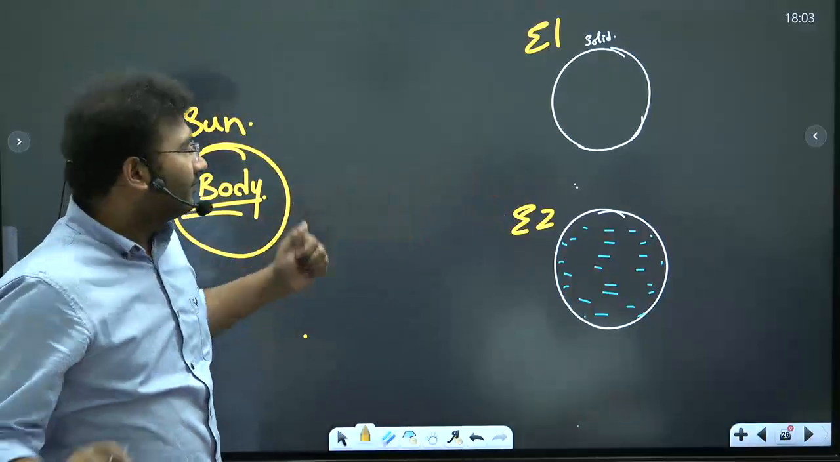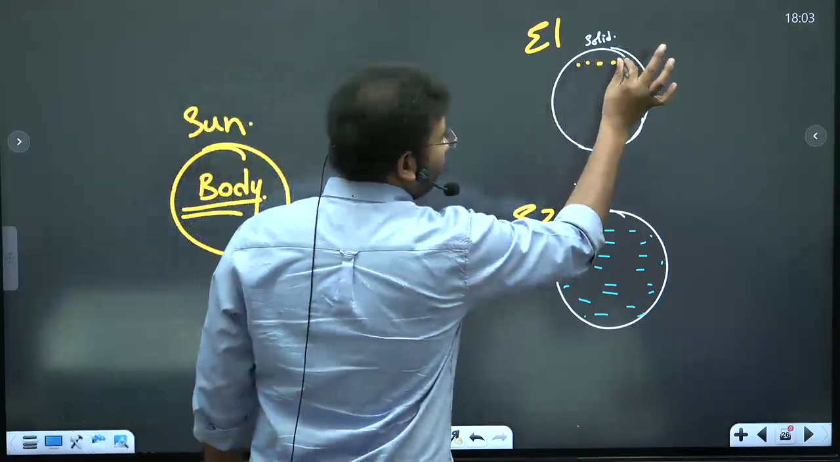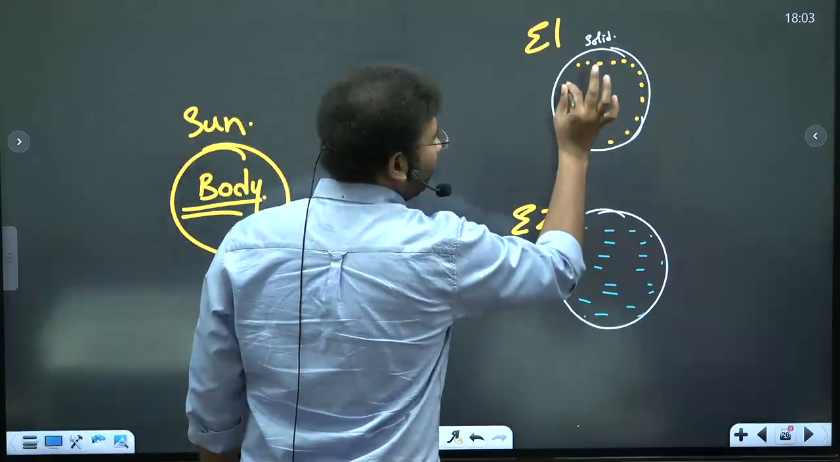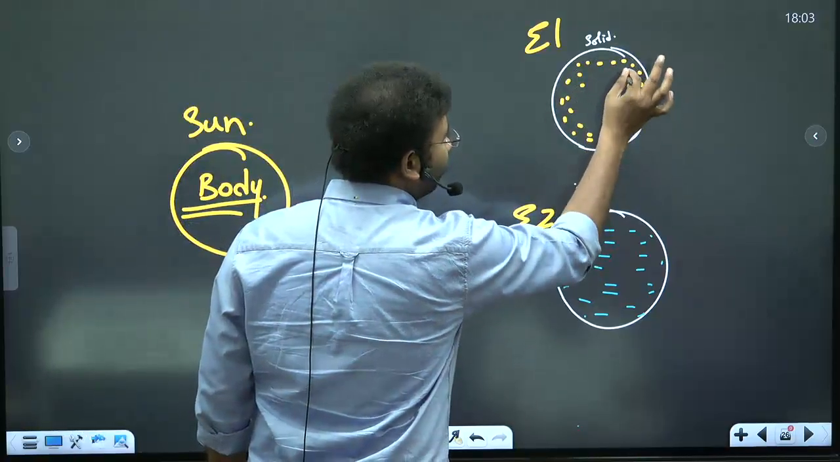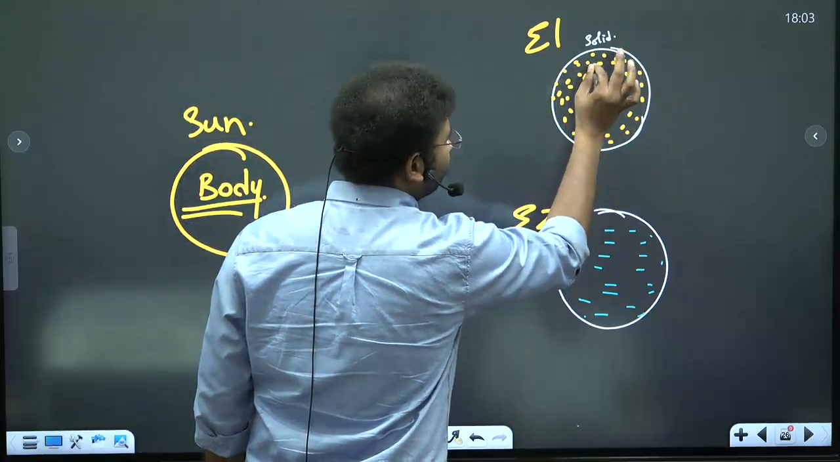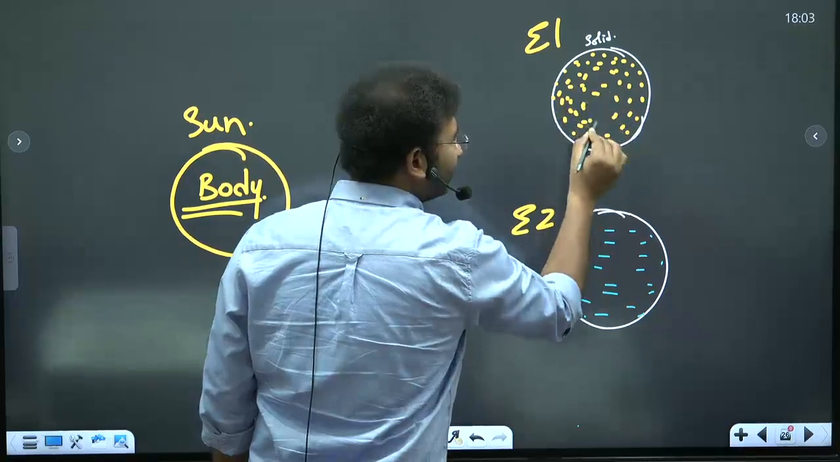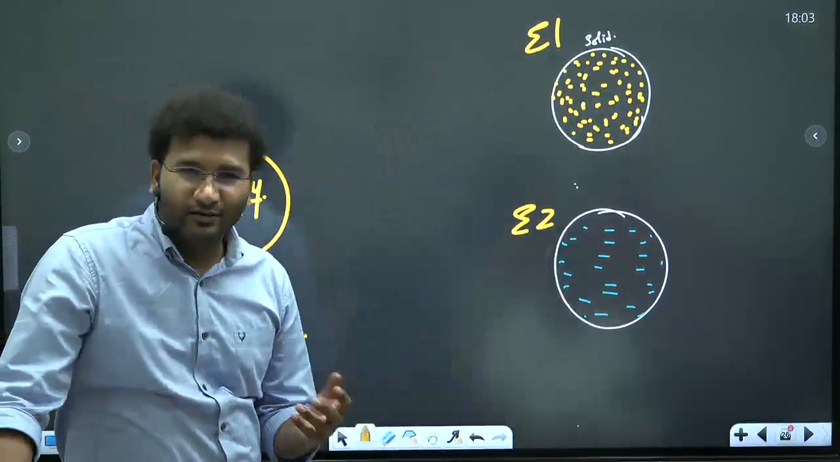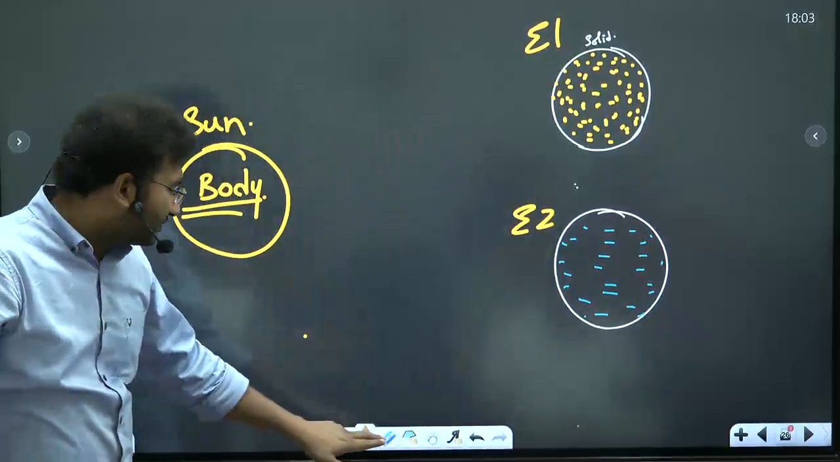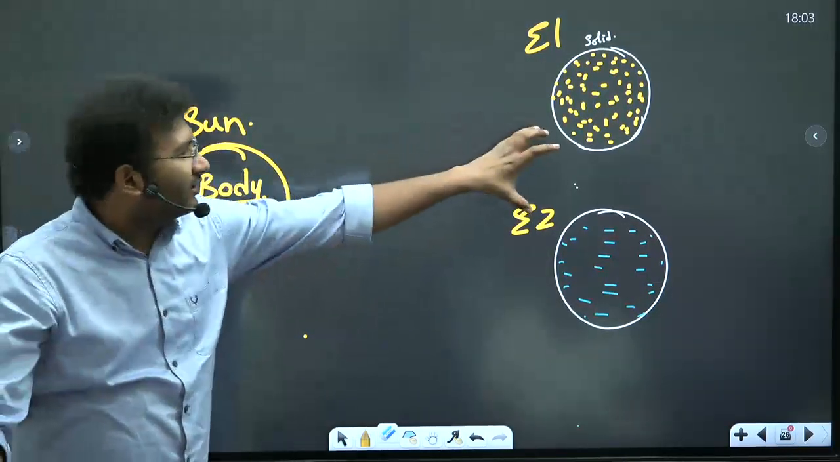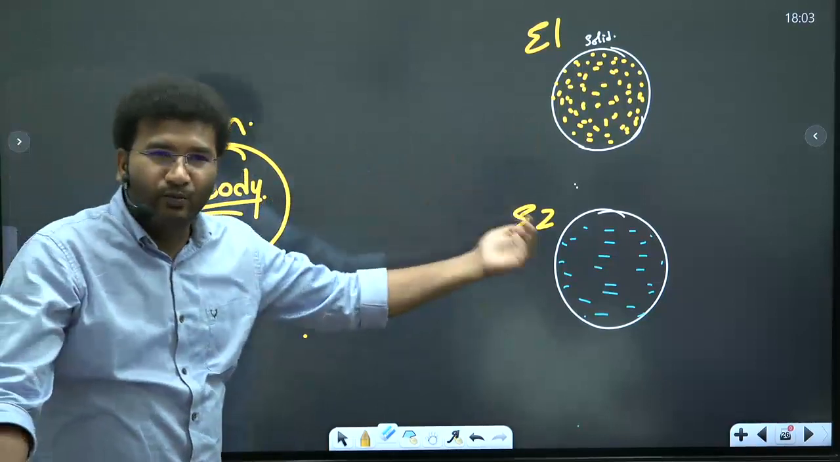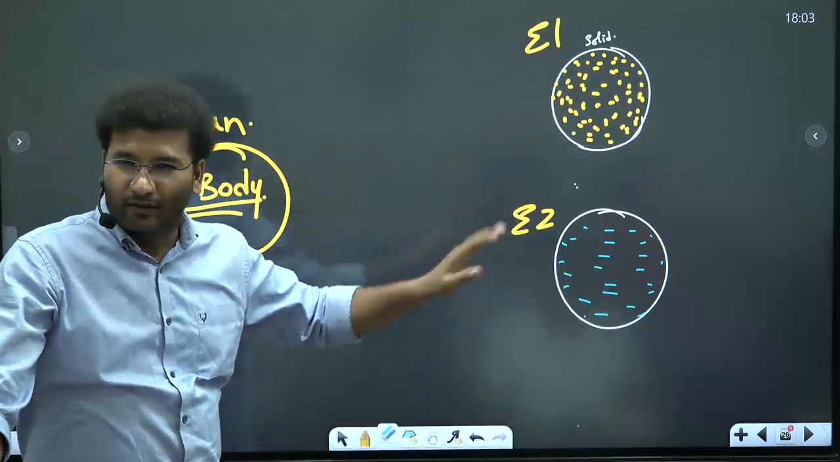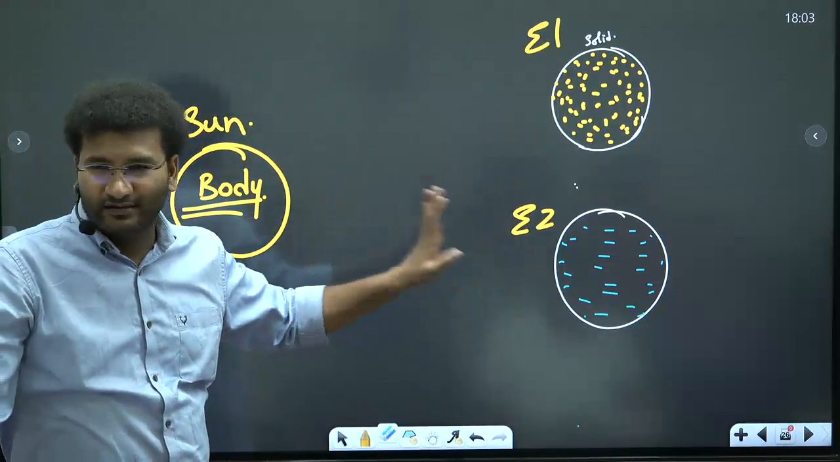So, if this is solid, are the particles tightly packed or loosely packed? Very tightly packed. In the water, the molecules are loosely packed. So suppose this body tries to attract both of them, which will be moving? The water body. Right? It is simple.